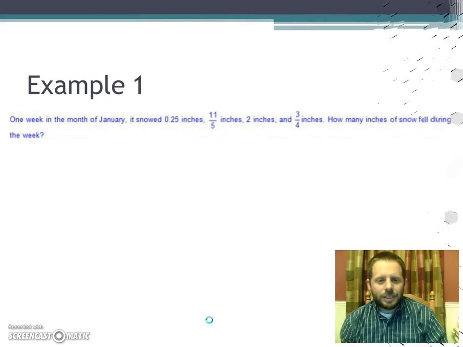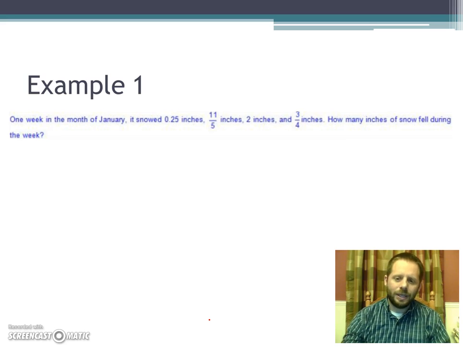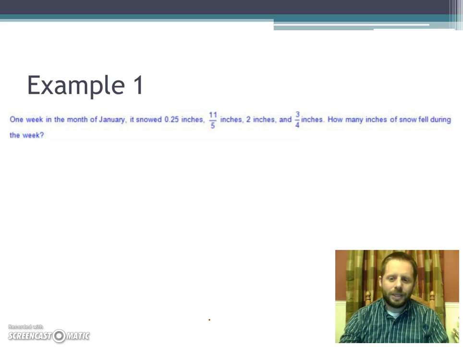So we're going to look at a few examples of problems that involve adding positive rational numbers. In this first one, it says one week in the month of January, it snowed 0.25 inches, 11/5 inches, 2 inches, and 3/4 inches. The question asks how many inches of snow fell during that week.